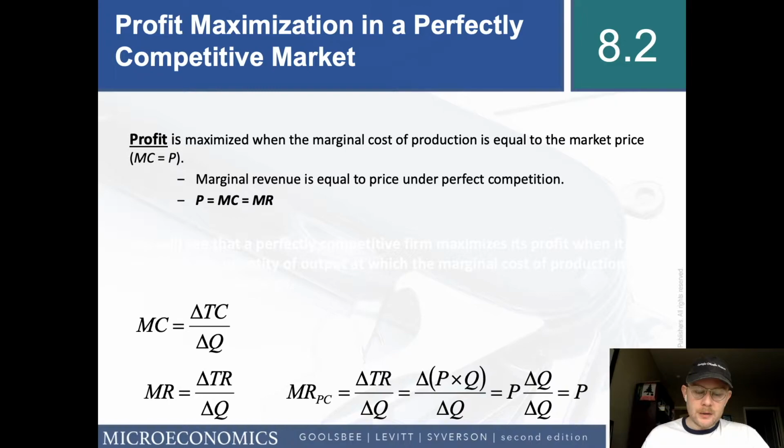You can do some algebra, pull out that price, since price cannot change. Right? This delta P is just P. There's no change in the price for a perfectly competitive firm. So you end up with P times the change of quantity over the change of quantity, and those cancel out. And so you just end up with, in the perfect competition case, marginal revenue equals price.